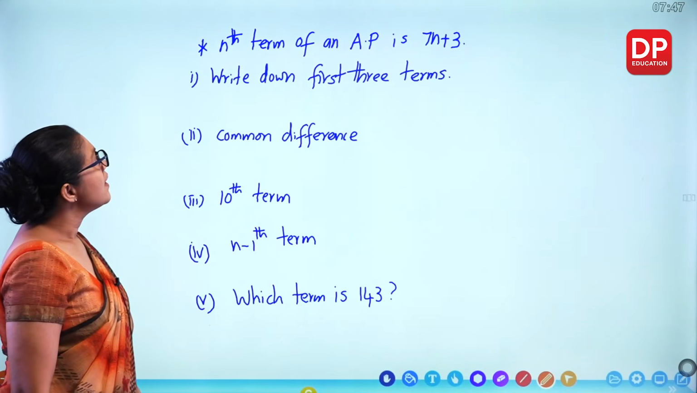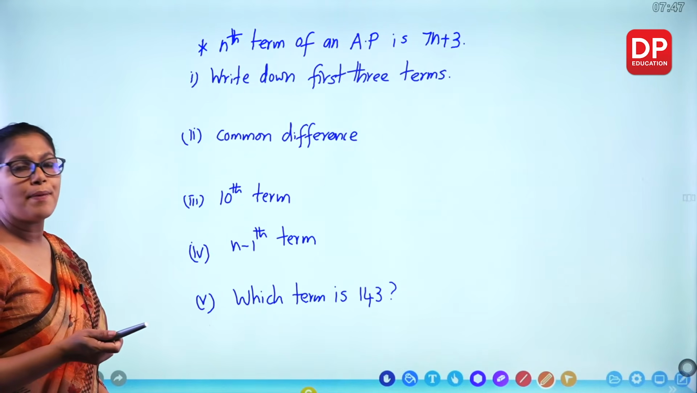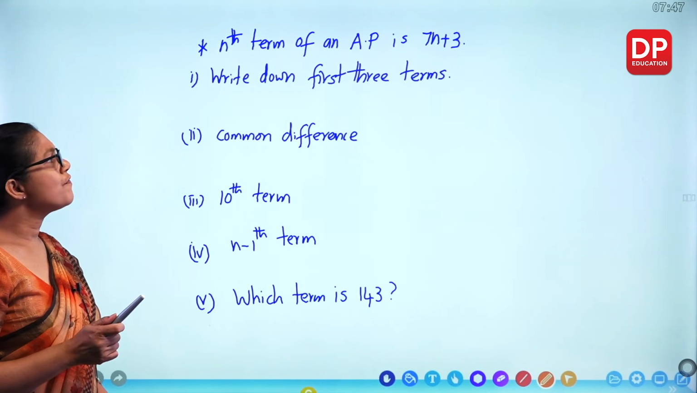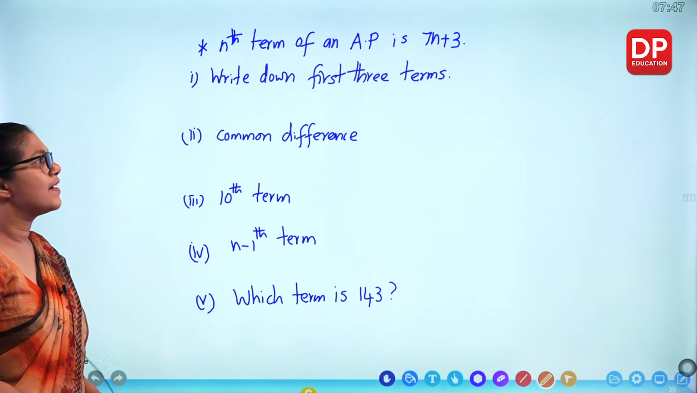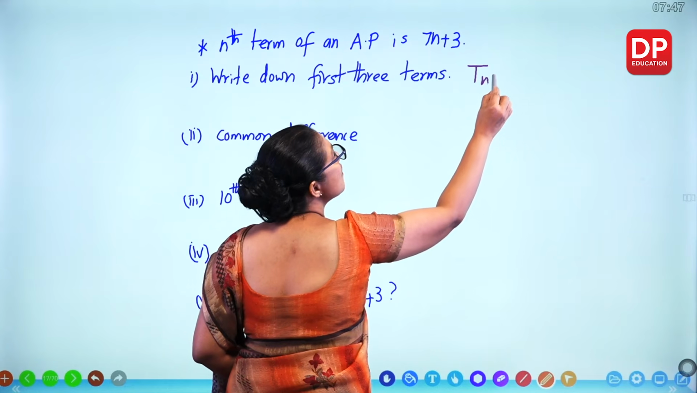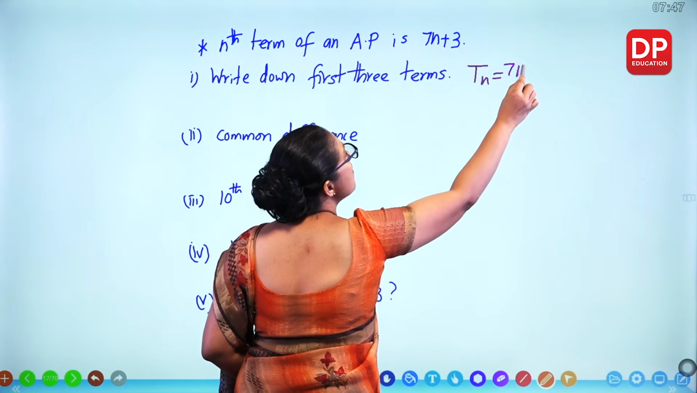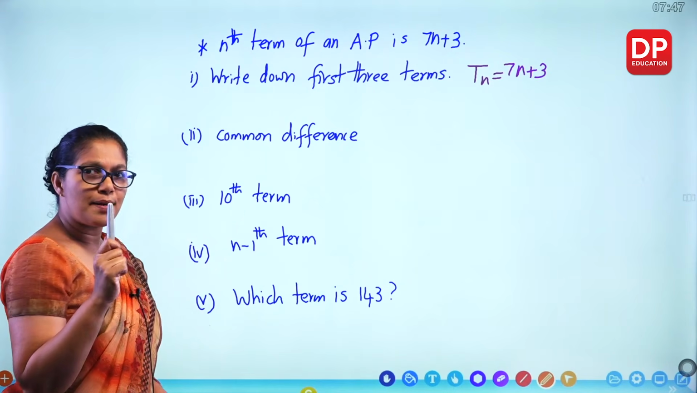Now you have given the nth term of an arithmetic progression is 7n plus 3. Write down the first 3 terms. The nth term formula is given. So this is like Tn equals 7n plus 3. How can we find out the first term?